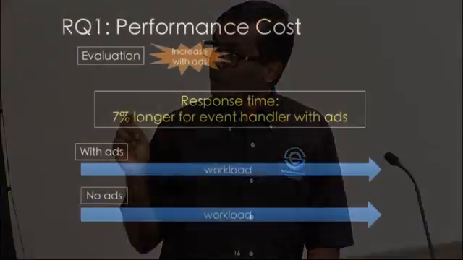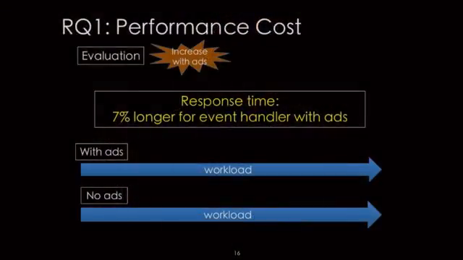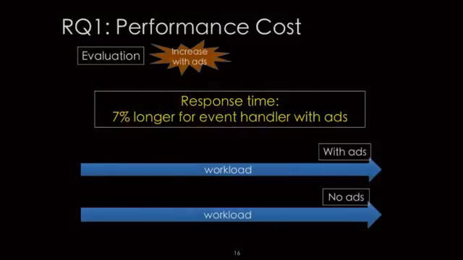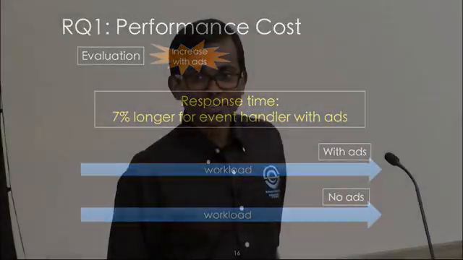So what we did is we wanted to find the response time, because that is something that the users would care about. If they actually are trying to interact with an app and their response time increases, then that matters. So we found that apps with advertisements actually took about 7% longer to handle the same set of events than apps without advertisements. That's a considerable percentage when it comes to actually interacting with the application.